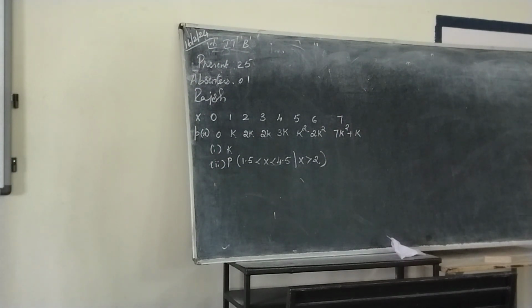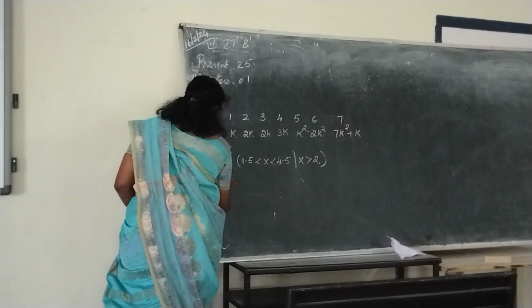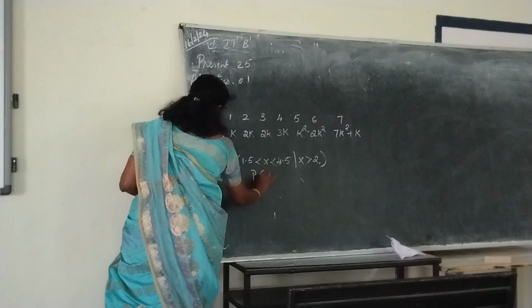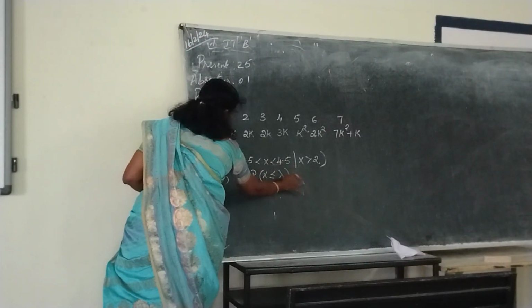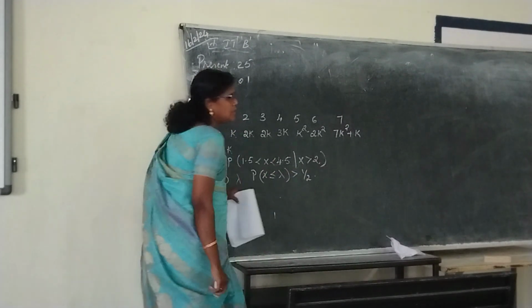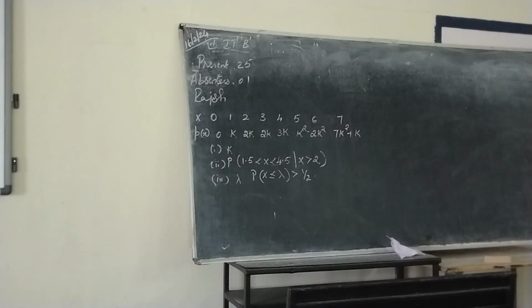Third one, smallest value of lambda. Find the smallest value of lambda for which probability of capital X less than or equal to lambda is greater than 1 by 2.